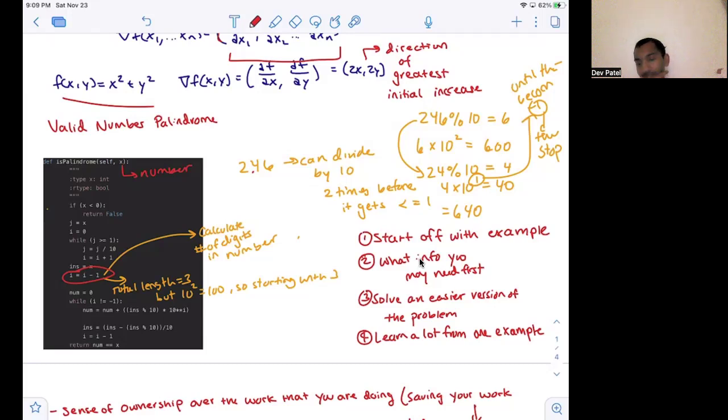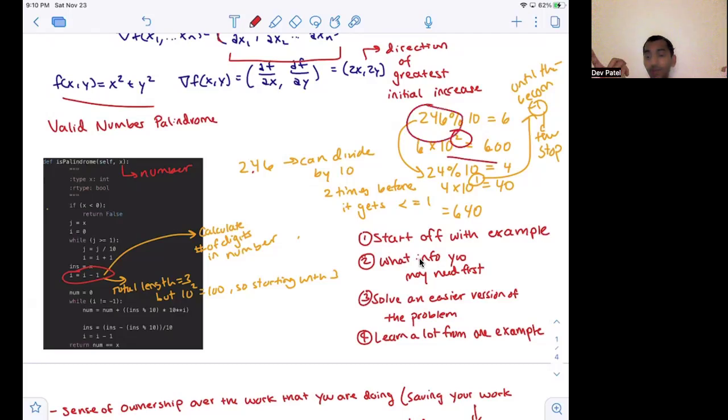And so we have 246, and we're starting off with I equals 2, 10 squared, 100. For the first step, we want to get the last digit and make it the first digit. So how do we take the last digit? We just mod 10. That's our last digit, 6. Now we can multiply that 6 by 10 squared, and the squared comes from our length minus 1 calculation. We multiply it by 10 raised to that, and we get 6 times 10 squared, which is 600. We can then update our 246 number to get rid of the 6.